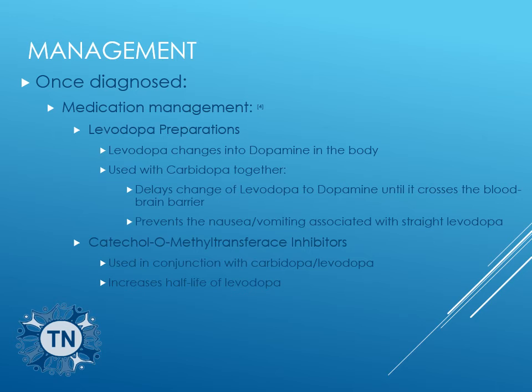The next category of medications are the catechol-O-methyltransferase inhibitors. Now, these are used in conjunction with the carbidopa-levodopa preparations, which then increases the half-life of the levodopa compound so that it is available longer within the brain to be able to be used.